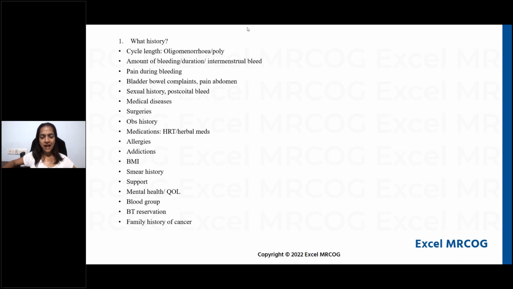Now rest of the history, you can have a template like medical history, surgeries, allergies, obstetric history, support, etc. All those things that you normally ask, you ask in this patient as well. Smear history is important here. Family history of cancer is important because you're dealing with something which could possibly be a CA endometrium. Okay. And it's important to justify here and there why exactly you're asking this history. Now, because she's perimenopausal, you want to know whether she's on HRT or not, whether she's taking any herbal medications, which may be estrogenic or not.